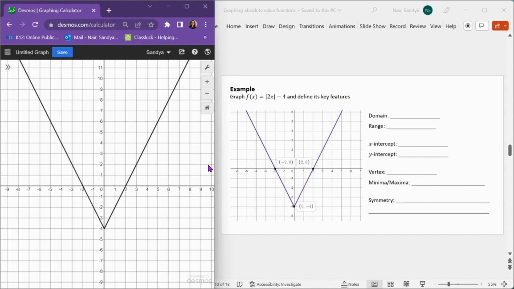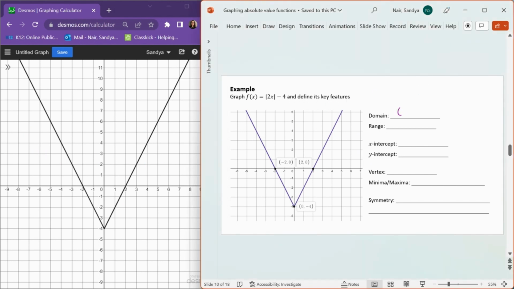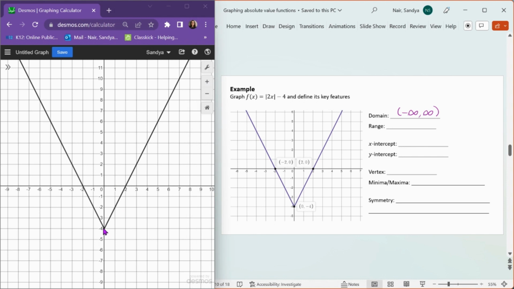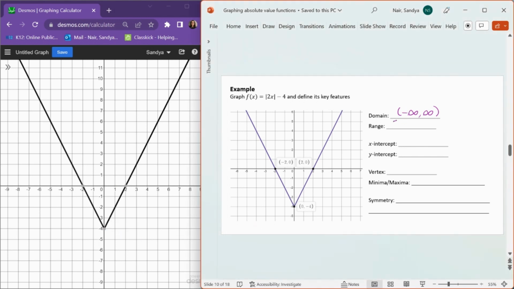Okay, so the domain, you can see that all real numbers are included for x. So I'm going to say the domain goes from -infinity to +infinity. The range, well, it looks like the lowest y value is here, right, at -4, and then it includes all y values above that. So I'm going to say -4 to infinity.